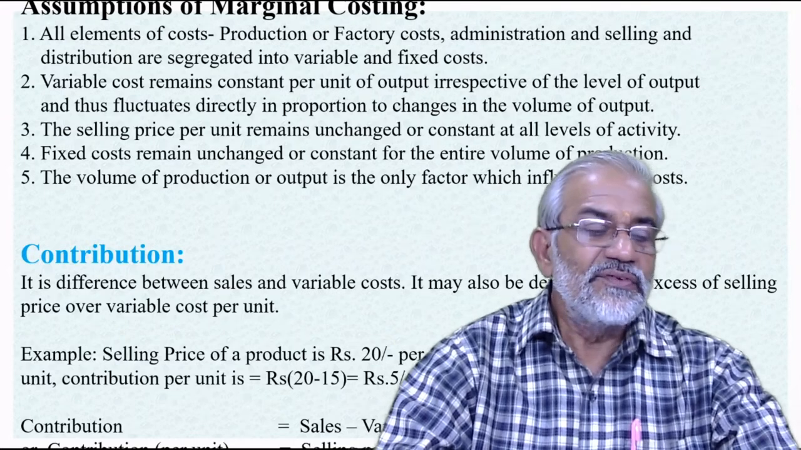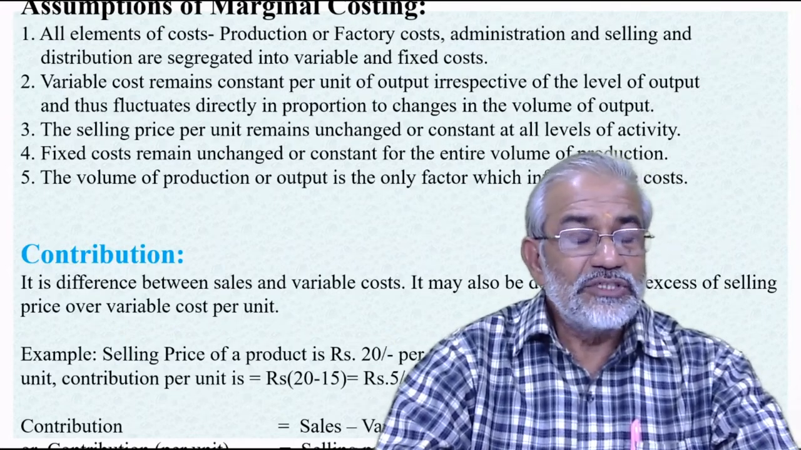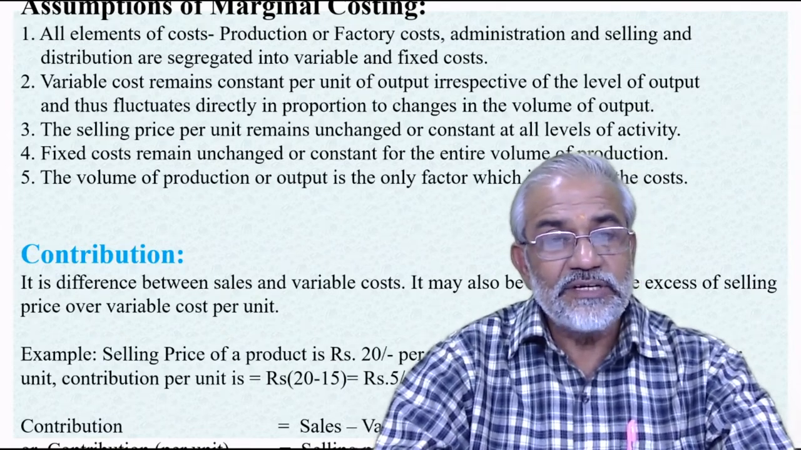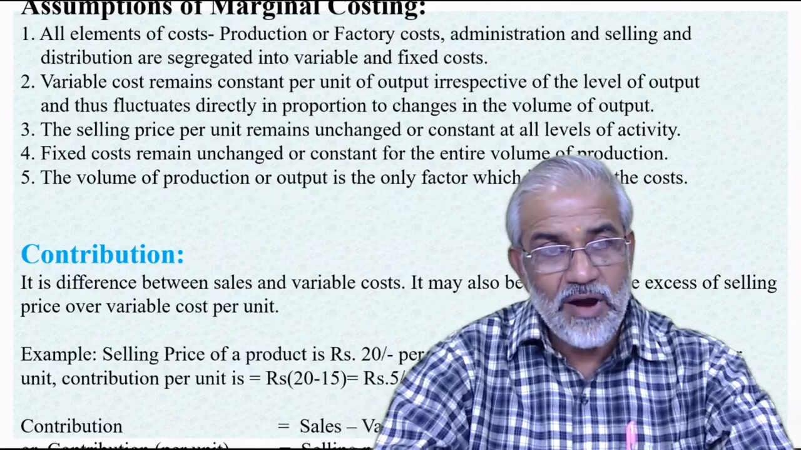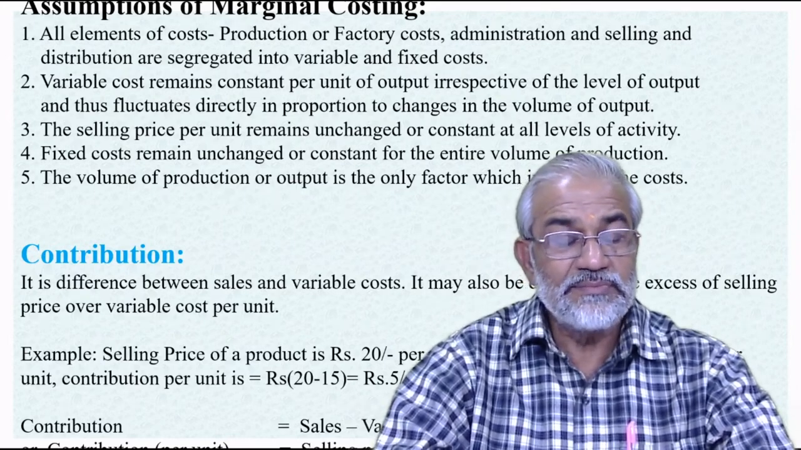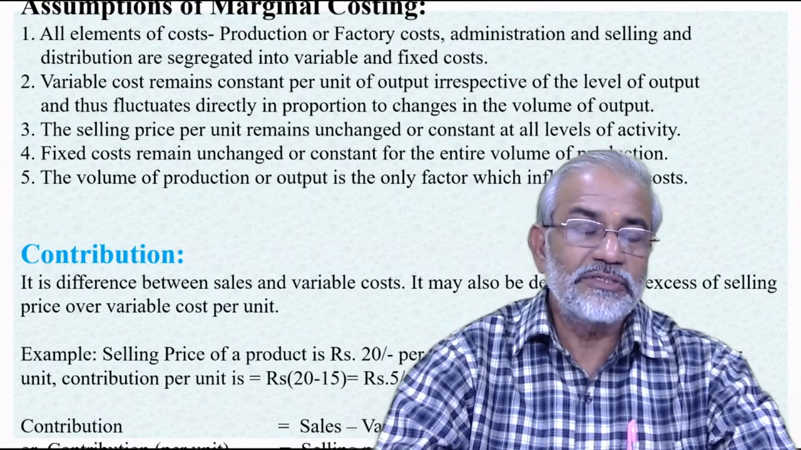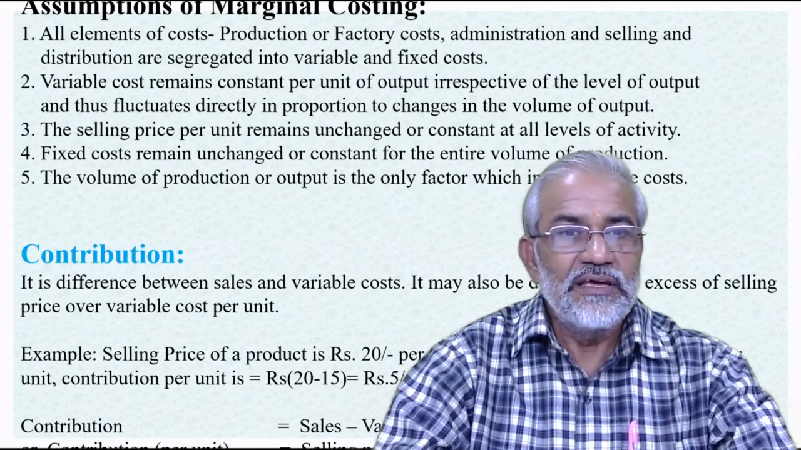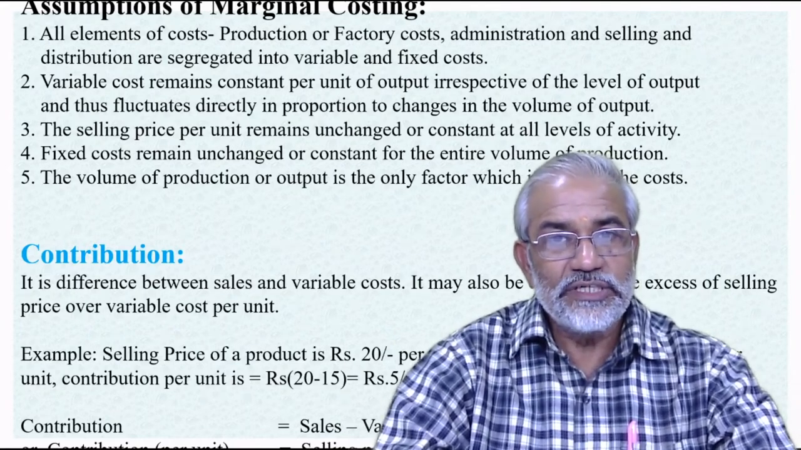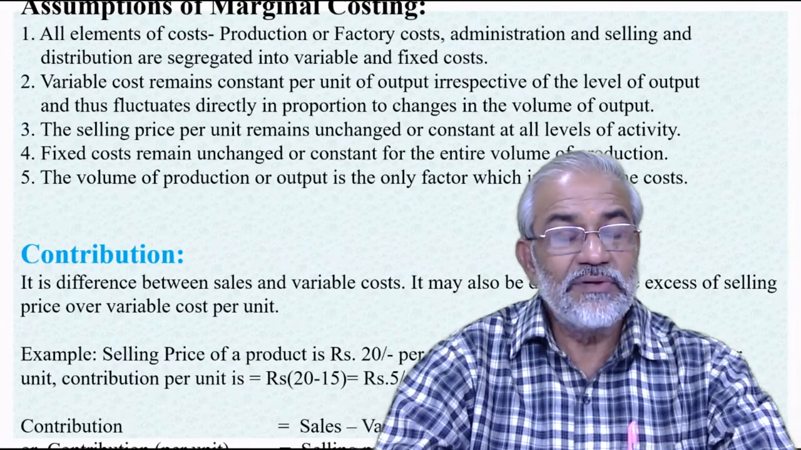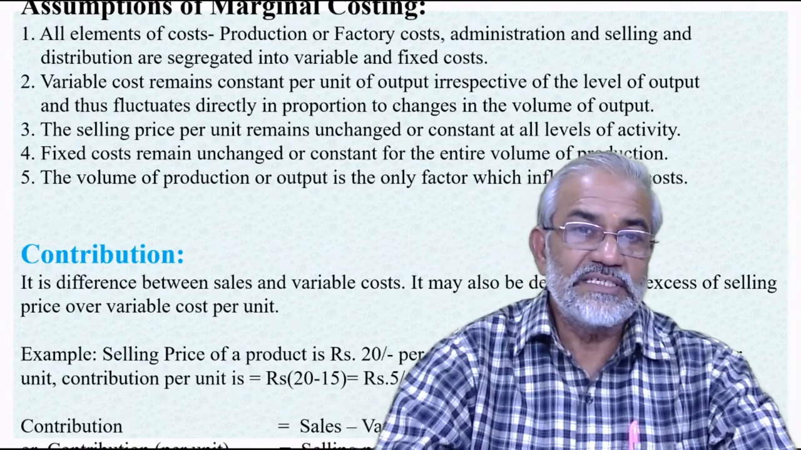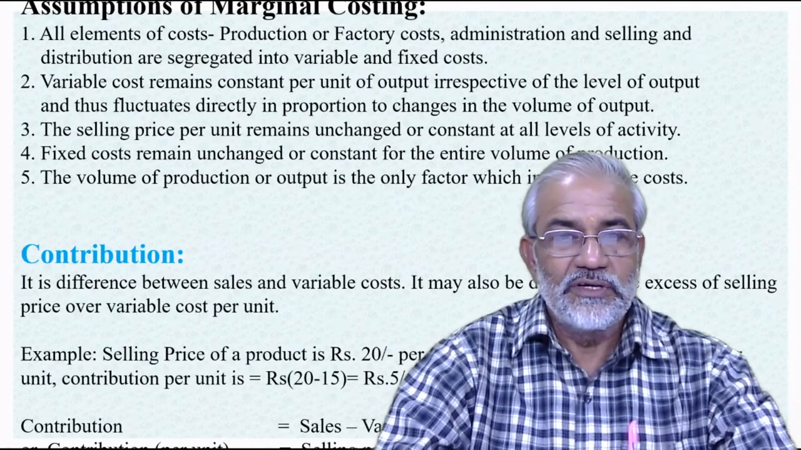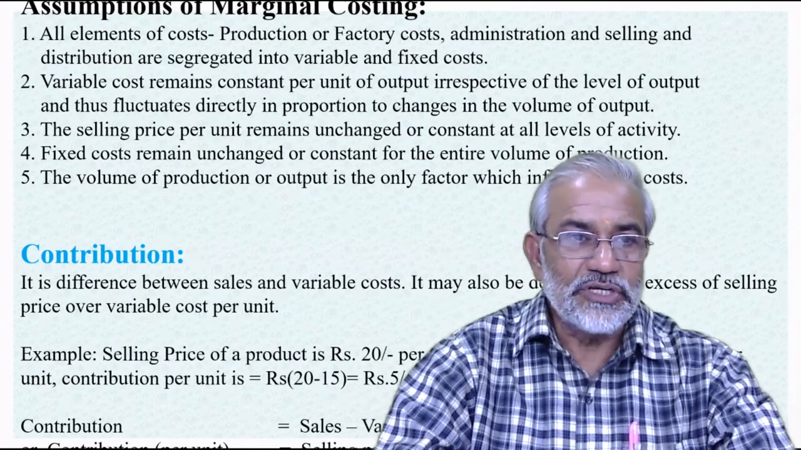That means if 1 CFT of wood is being consumed for producing one table, when we are going to produce the second unit of table, then the same amount of wood, the same CFT of wood, would be required for production of the second unit. If you go for the third unit, that is also the same. That is called the variable cost remaining constant per unit of output irrespective of the level of output and thus fluctuating directly in proportion to changes in the volume of output. Exactly, it varies directly and proportionately.